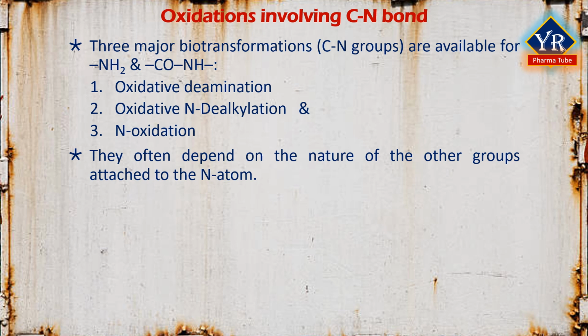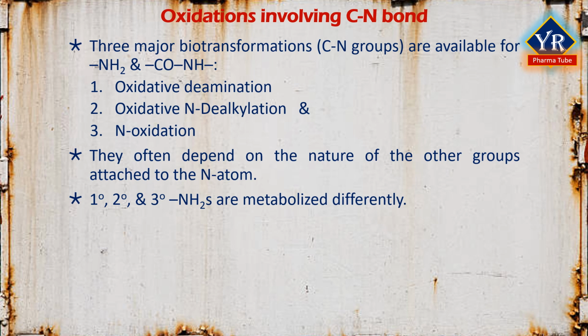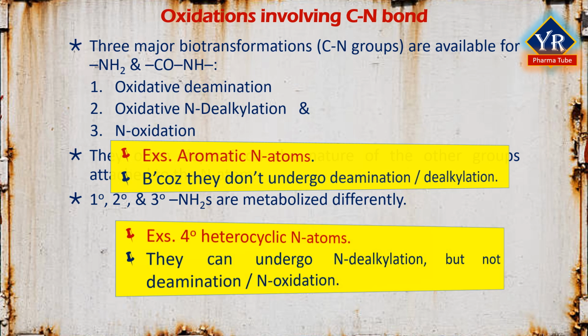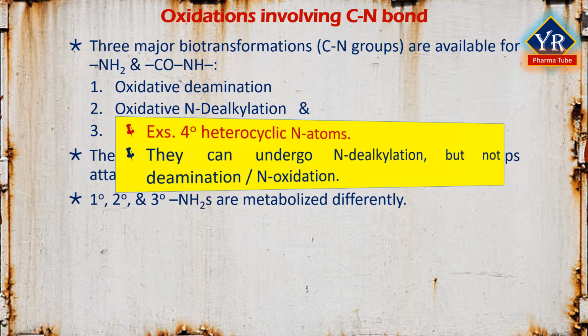The specific biotransformation often depends on the nature of the other functional groups that are attached to the nitrogen atom. It is to note that primary, secondary, and tertiary amines are often metabolized differently. The primary route of oxidative metabolism for aromatic nitrogen atoms is N-oxidation because they cannot undergo oxidative deamination or oxidative N-dealkylation. Quaternary heterocyclic nitrogen atoms can undergo N-dealkylation but not oxidative deamination or N-oxidation.